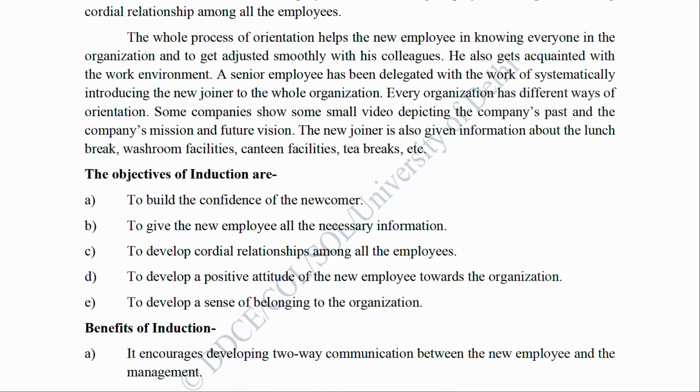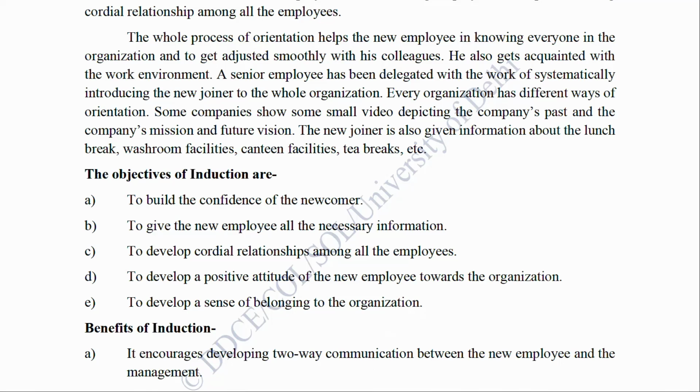Every organization has different ways of orientation. Some companies show some small video depicting the company's past and future along with mission and vision. The new joiner is also given information about the lunch break, washroom facilities, canteen facilities, tea breaks, etc.